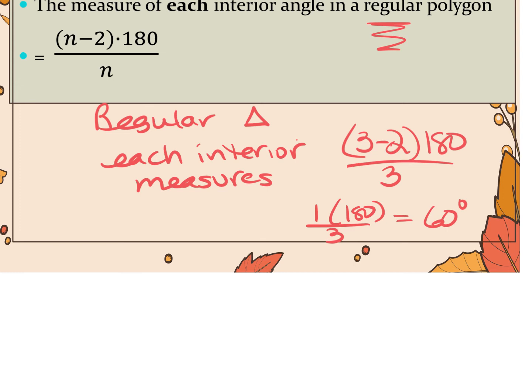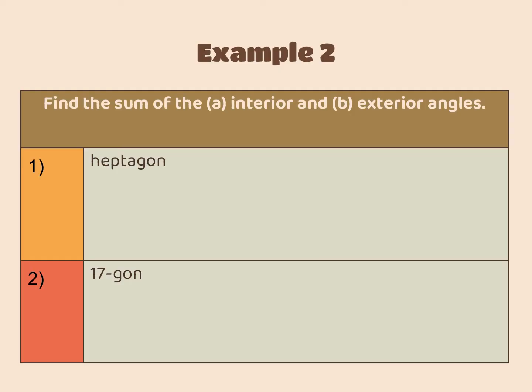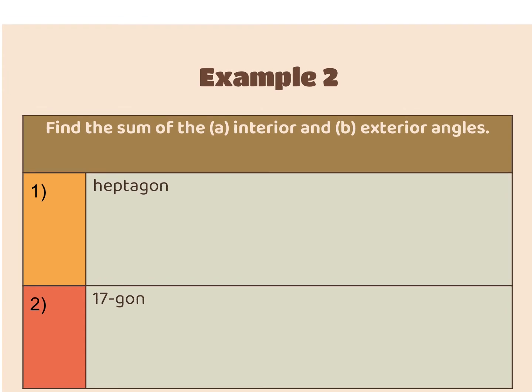So let's try some examples, finding some measures. When you're taking the test and the quiz on this chapter, you need to read carefully, because you need to read, does it want you to find the sum, or does it want you to find each individual angle? So this question wants you to find the sum. So I'm going to use my formula for the sum. Remember, it's n minus 2 times 180.